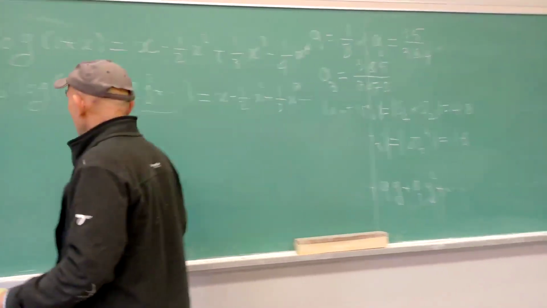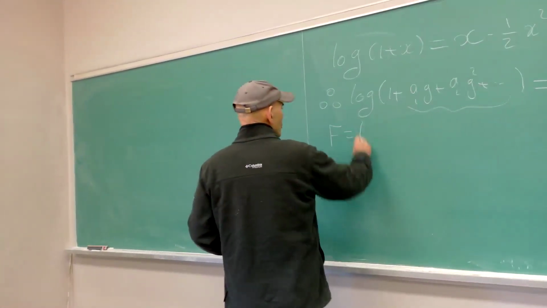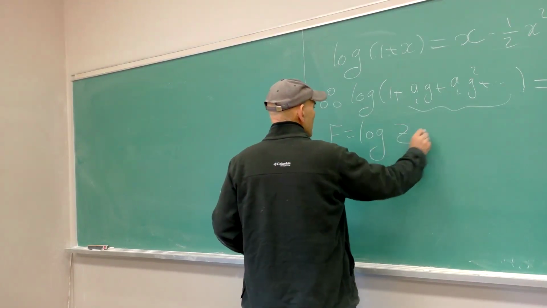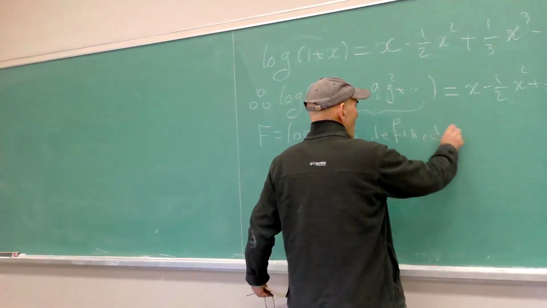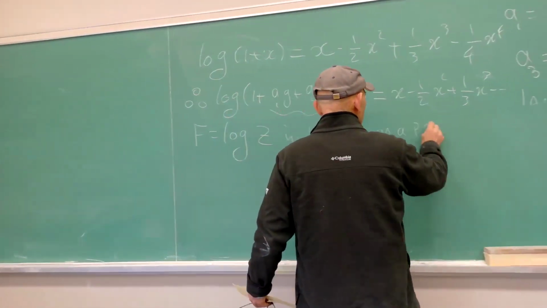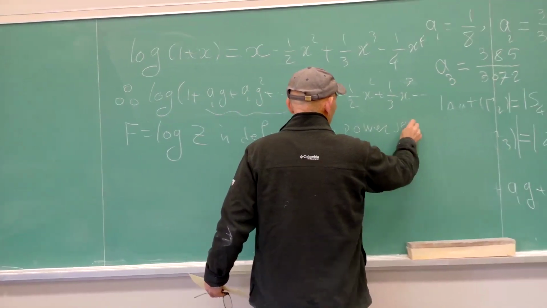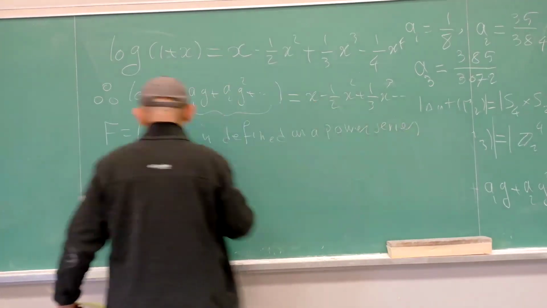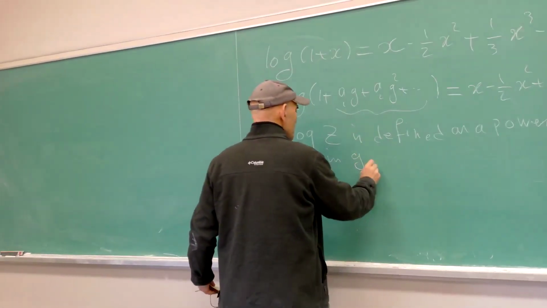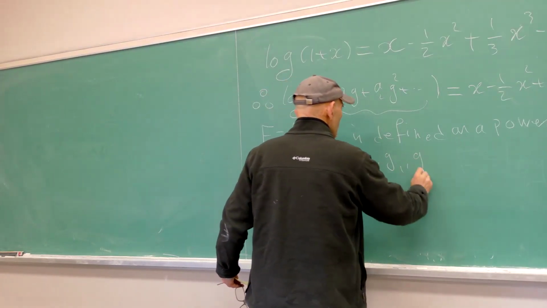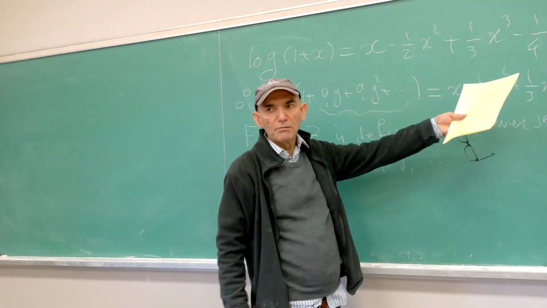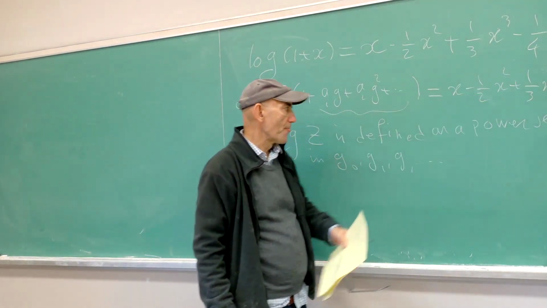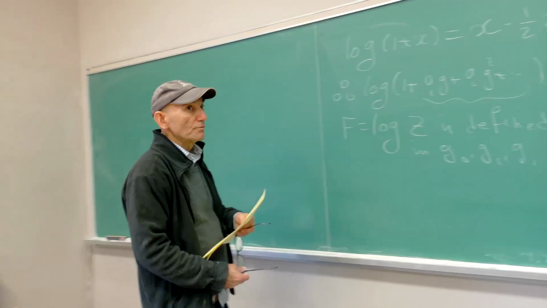so this is the log of the partition function. So f equal to log of z is defined as a power series in G0, G1, G2. I mean, I did one variable case, but you can do it in many variable cases. Okay. So we have that.